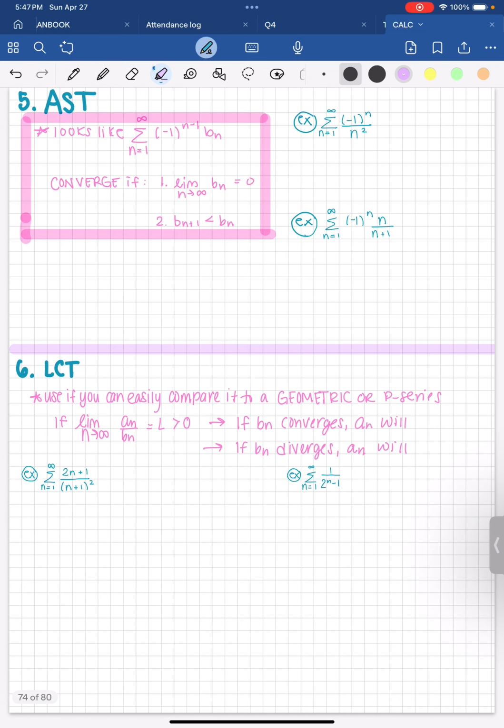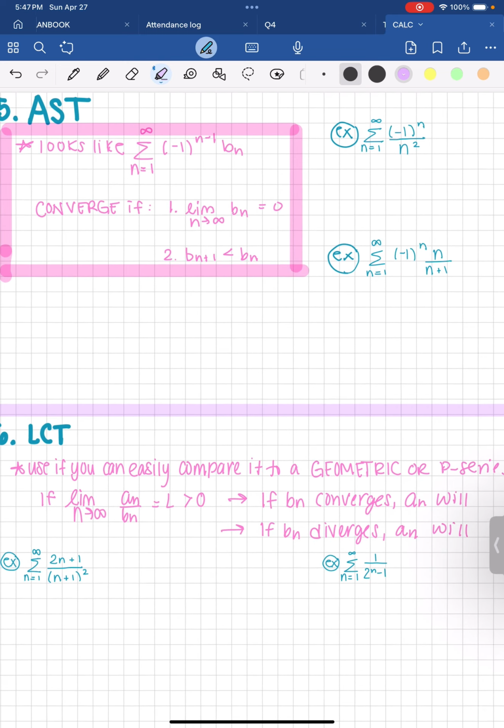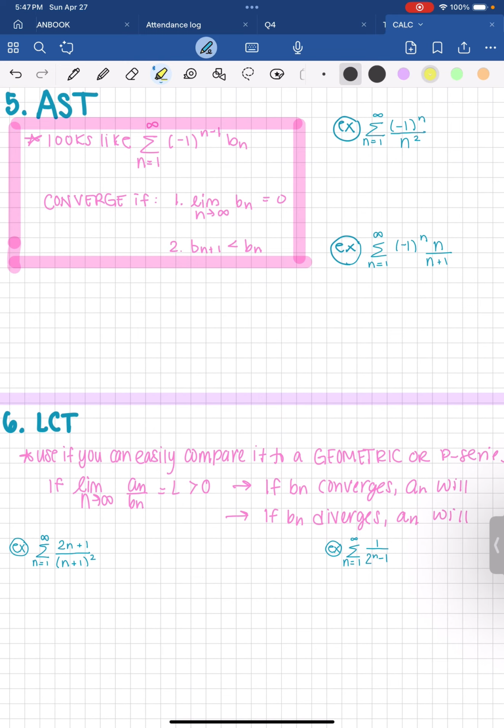All right, next, number 5, the alternating series test. I think the alternating series test is one of the easier ones to spot. Whether or not it's easy to use, that's up to you. So let's look here at this one. The alternating series test will only test for convergence. I should write that down. It can only test for convergence, not divergence, okay?